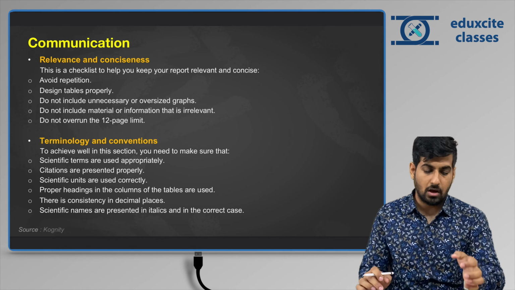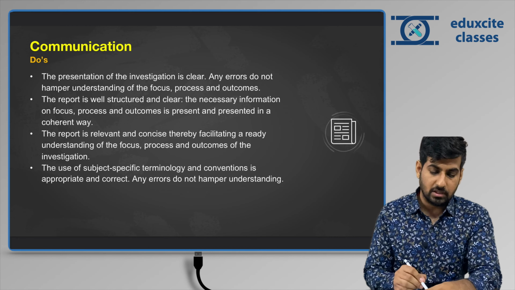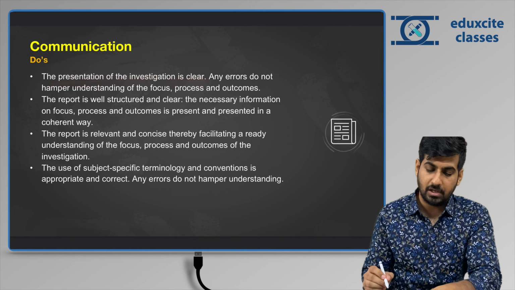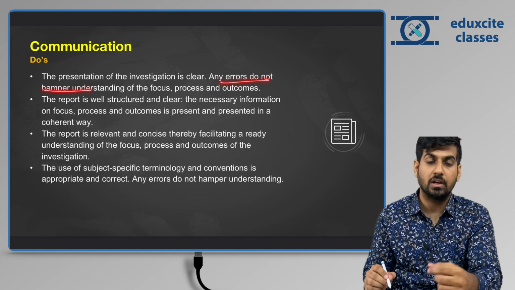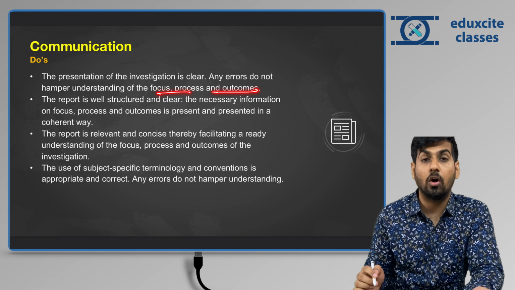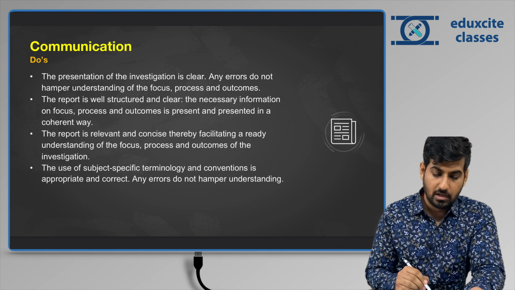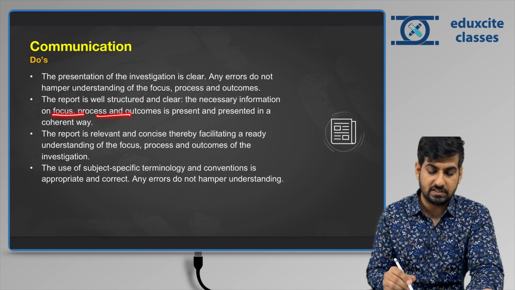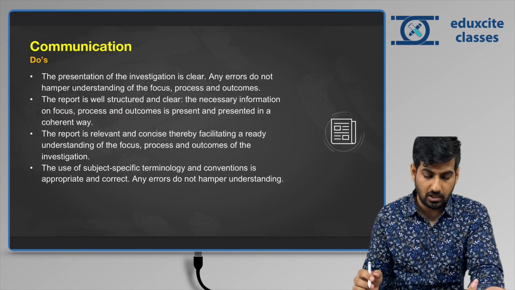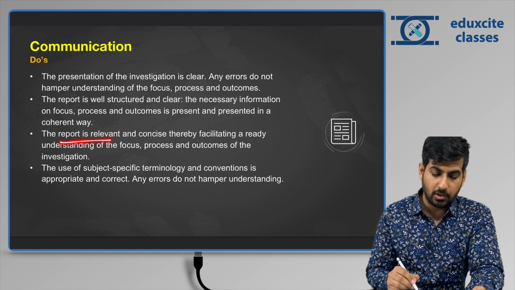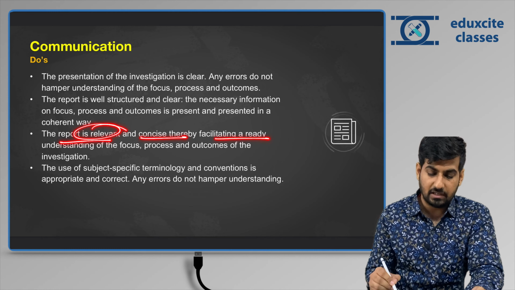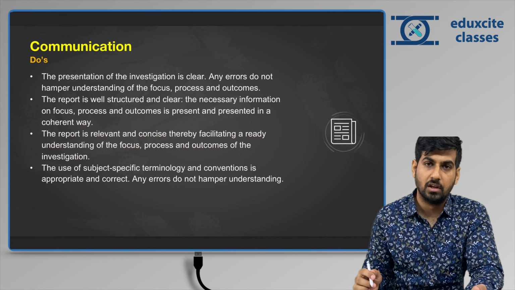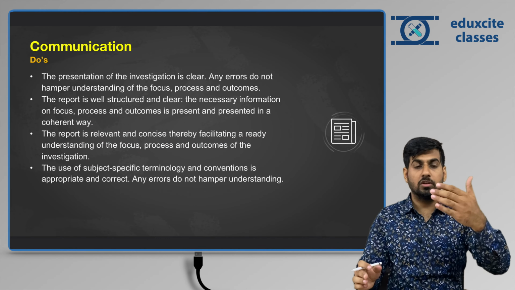Okay, so this is how the communication part plays. The presentation of the investigation must be clear. Any errors do not hamper the understanding of the focus, process and outcome of your investigation. It is well structured and clear. All the information, our focus, process and outcomes, is present in a clear, coherent way. The report is relevant and concise, thereby facilitating a reader's understanding of the focus, process and outcomes of the investigation. It should be clear while reading. It should give a clear idea.